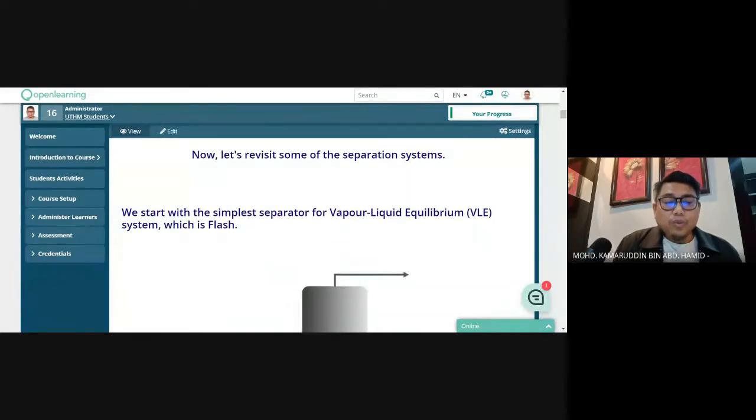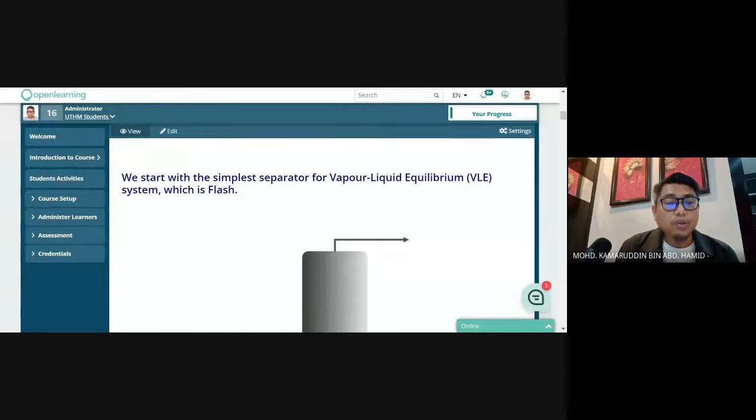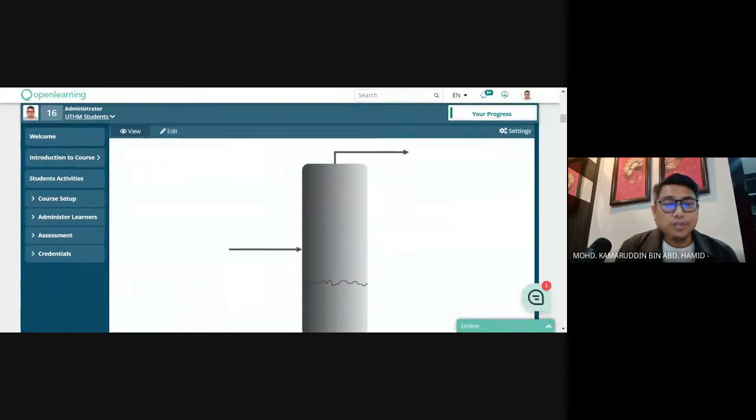So we start with the simplest separator for vapor-liquid equilibrium. This is for the case of VLE only, not liquid-liquid equilibrium, not vapor-vapor equilibrium. Also not capable for solid-liquid equilibrium or solid-vapor equilibrium. This is only applicable for vapor-liquid equilibrium systems. So the simplest separator for a VLE system, we call it flash, as shown here.